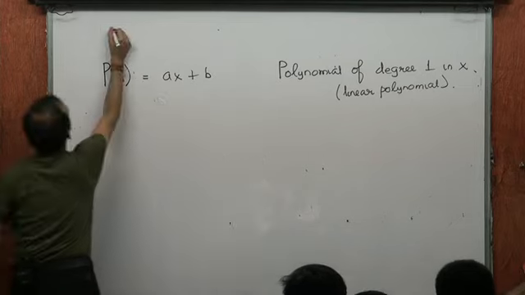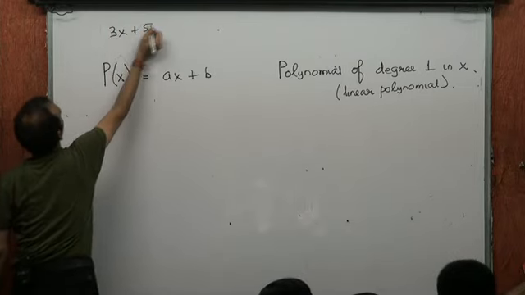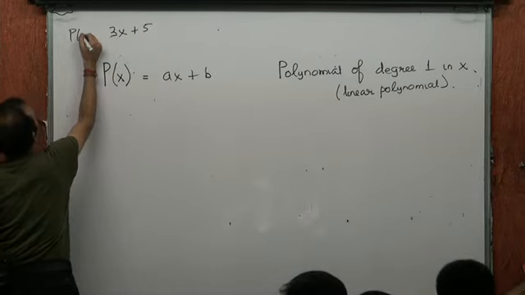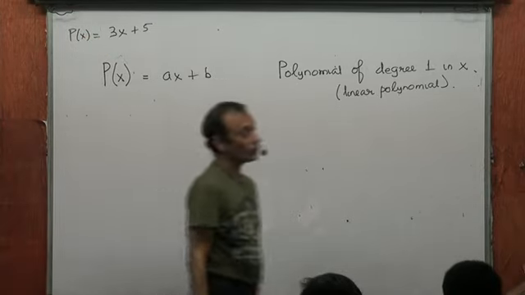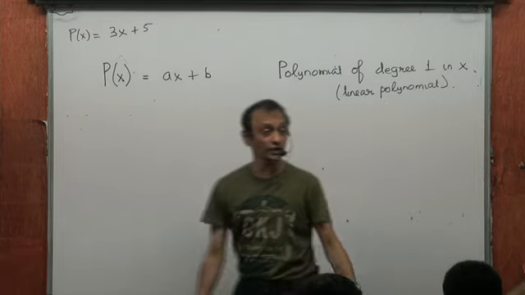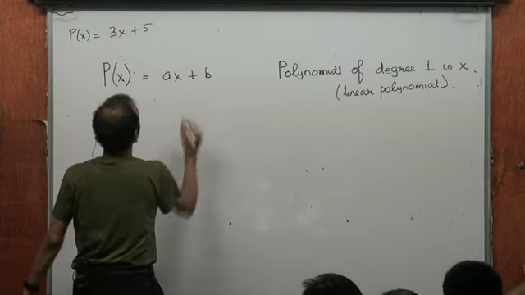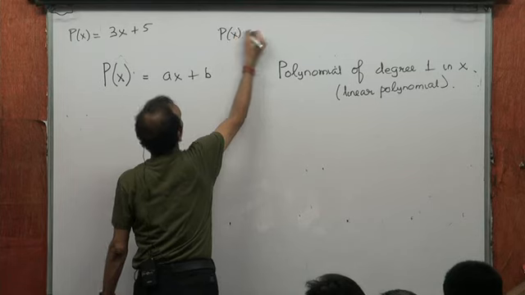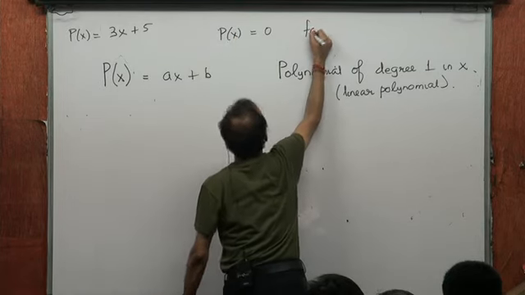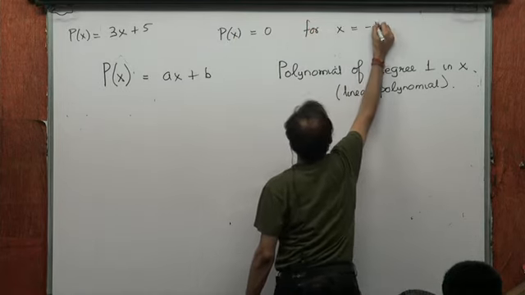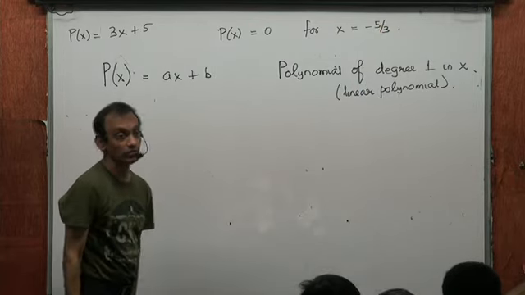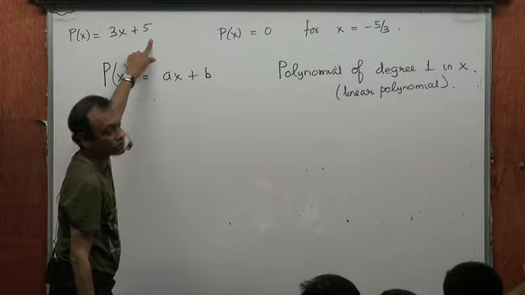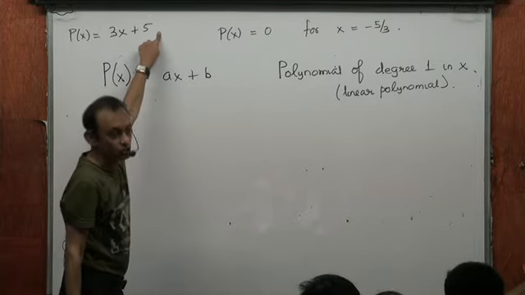Say 3x plus 5. This is a polynomial of degree 1 in x, a linear polynomial, right? Is there a value of x for which this polynomial becomes 0? This polynomial will become 0 for x equal to minus 5 by 3, isn't it? This is a polynomial, just an expression. For different values of x, it will assume different values.